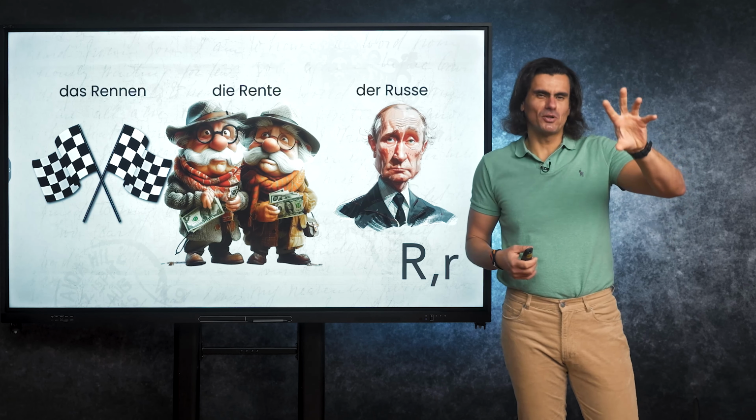So das Rennen or die Rente. Oder hier der Russe. Der Russe means the Russian, of course. Die Rente is a pension, the money elderly people are getting. Also a couple of verbs for a change. Rennen oder ringen, which means to ring, oder zerren. Here we have a double R in the middle, meaning that the E is short. Zerren, ringen, rennen. Very well, my dear.